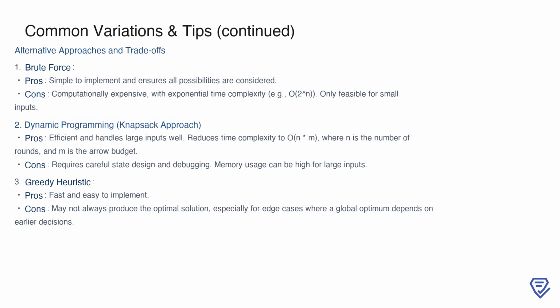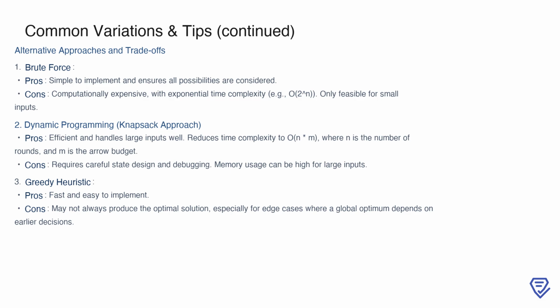There are multiple approaches you can take to solve this problem, each with its own advantages and trade-offs. Starting with brute force, this method is straightforward to implement and ensures that all possibilities are considered. However, it's computationally expensive, with an exponential time complexity, so it's only feasible for small inputs. A more efficient approach is dynamic programming, specifically using a knapsack-like strategy. This method reduces the time complexity significantly, often to n*m, where n is the number of rounds and m is the arrow budget. Dynamic programming handles large inputs well, but it requires careful design of states and transitions, and debugging can be challenging.